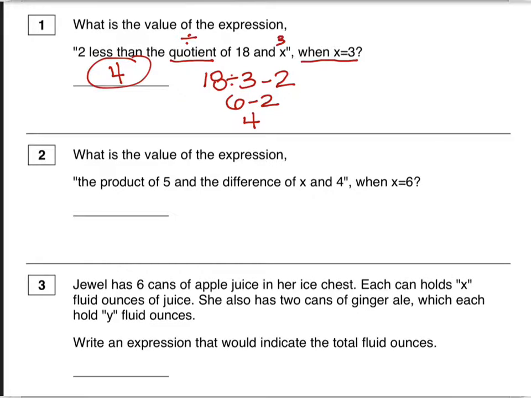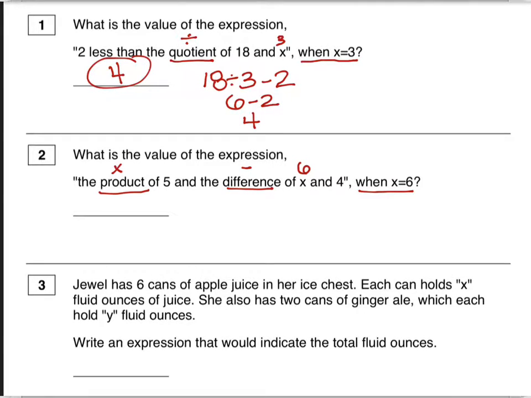Number 2. What is the value of the expression, the product, that is the answer to a multiplication problem, of 5 and the difference, subtraction, of x and 4 when x equals 6. So this is going to be a 6.